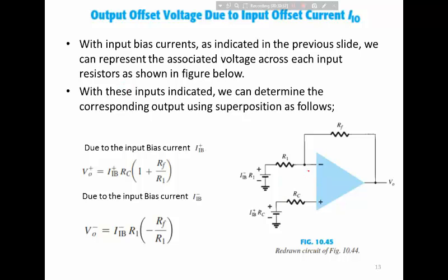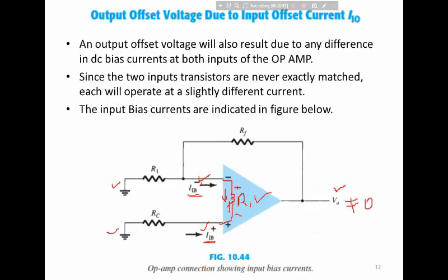If there are some input bias currents in this terminal or in this terminal, then if there is some current flowing in this terminal, there will be some voltage across this resistance. Similarly, if there is some current flowing in this terminal, this current is coming from this resistance or from this path. If we consider this resistance to be very large compared to this, then this current will be small, and it can be assumed to be zero.